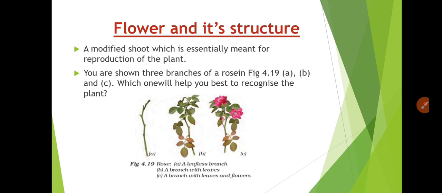You are shown three branches of rose in figure 4.19 A, B and C. Which one will help you best to recognize the plant? So option C, in which stem, root, right? Stem, not root. Stem, leaves, flowers, all the parts of the plant are present in diagram C. So C is a branch with leaves and flowers, B is a branch with leaves, and A represents a leafless branch.